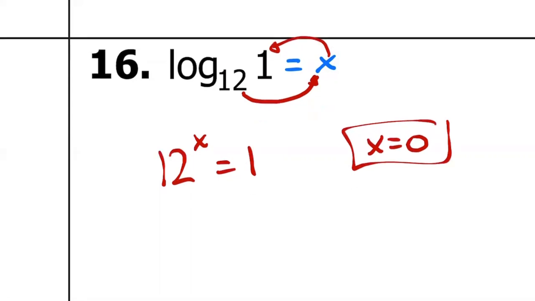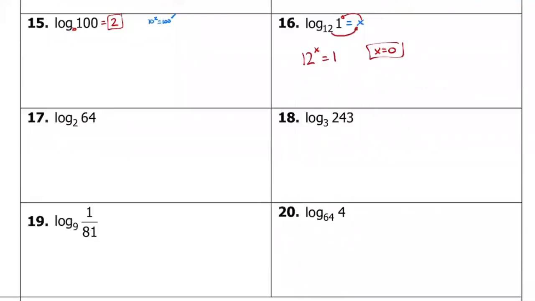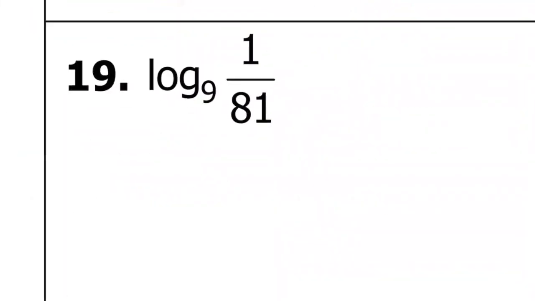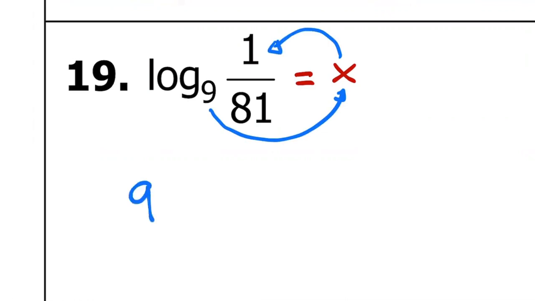All right, let's go to a difficult one. I like this one, 19. So 9 is my base. I want to know what exponent will give me 1 over 81. Not very clear to me in my head, so I'm going to say, okay, I don't know what it equals, so it equals x. And then I'll change it, base, exponent, result. And now it becomes one of those problems we did a couple weeks ago when we were solving exponentials.